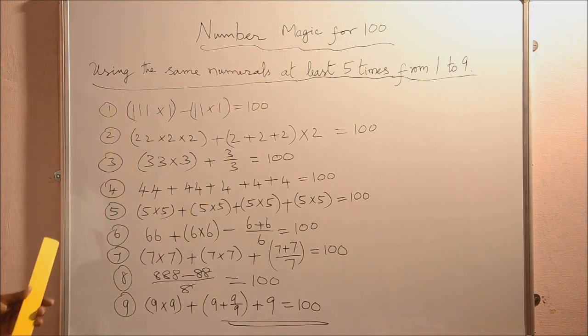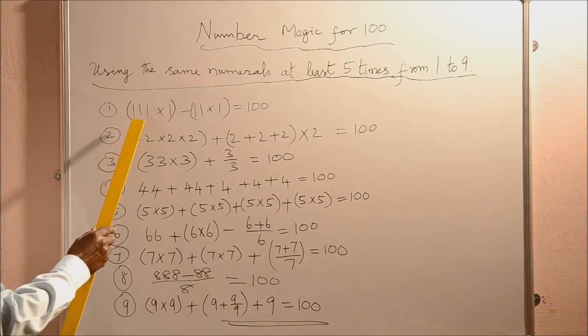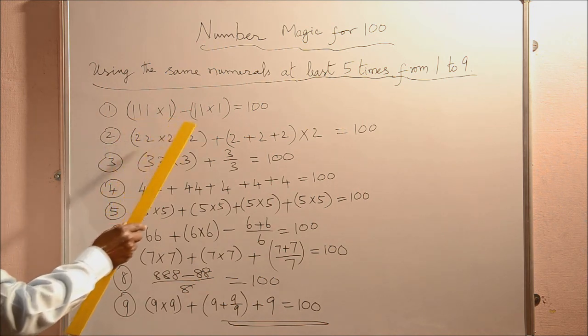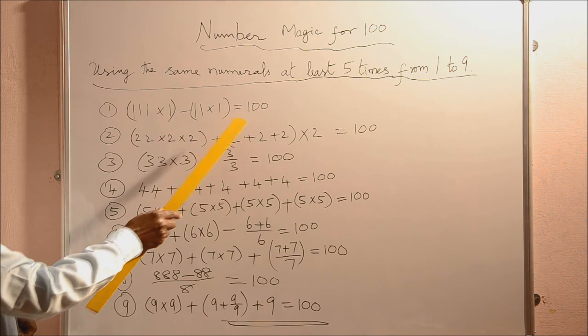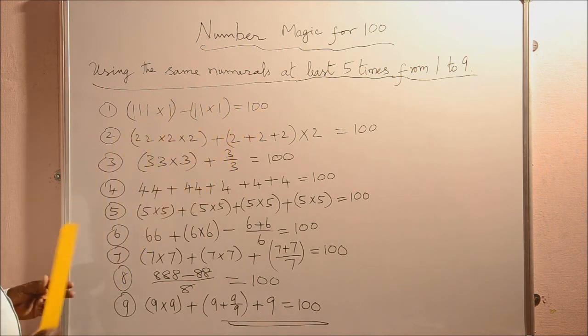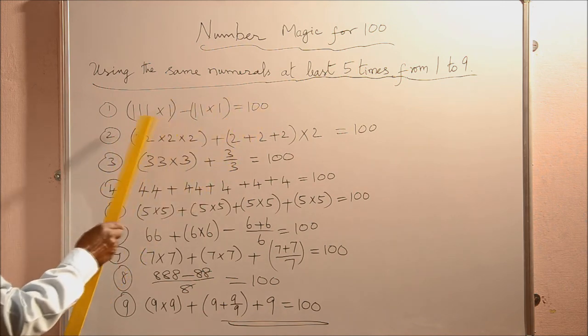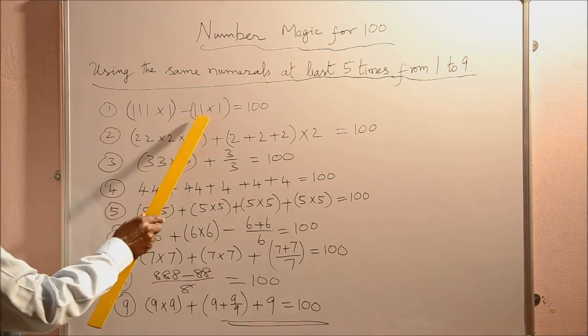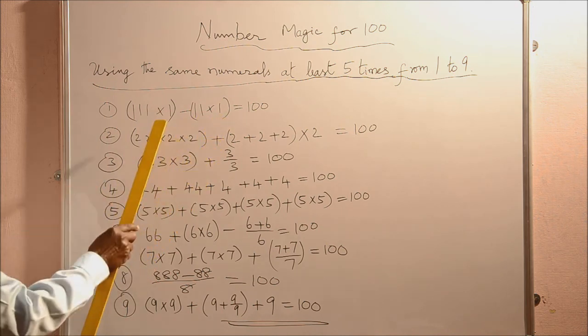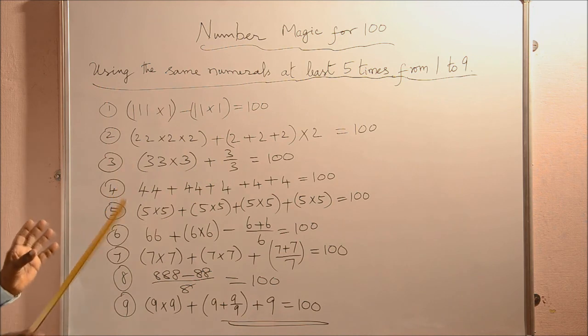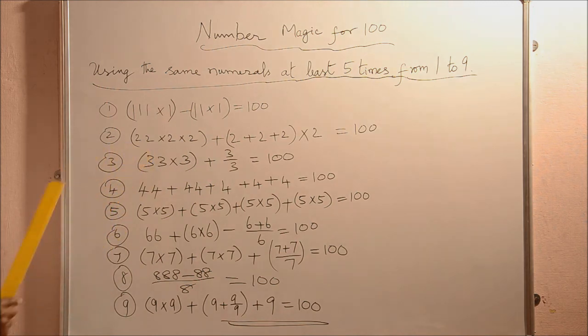Now let us take the first example. 111 into 1 minus 11 into 1, that makes up 100. How? 111 into 1 is 111, minus 11 into 1 is 11. So 111 minus 11 is equal to 100. Simple.